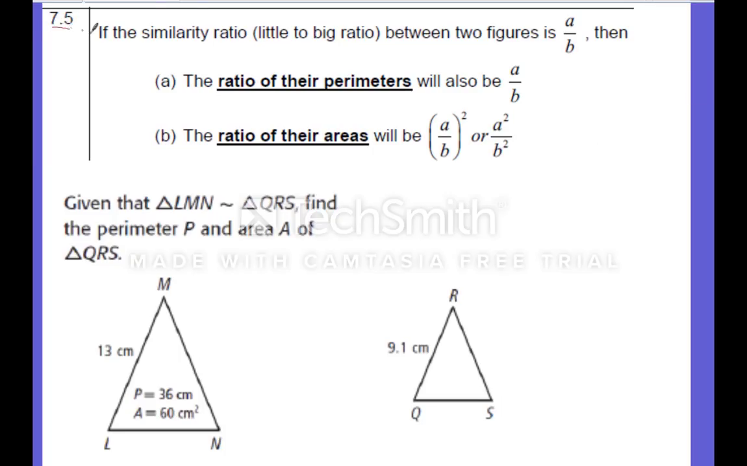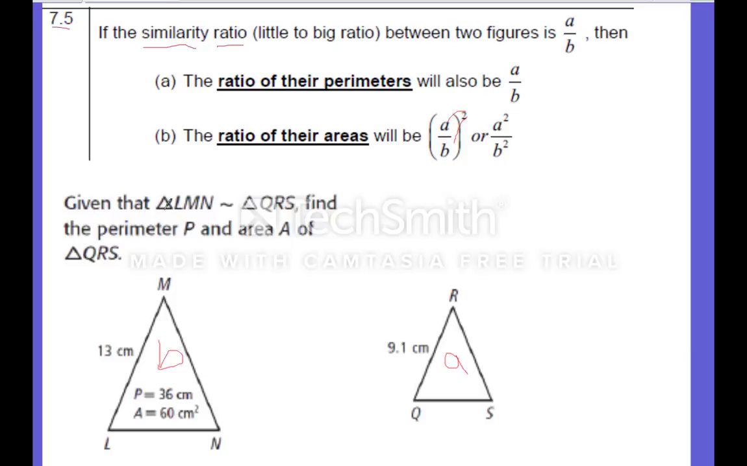And this is the last example for 7.5, and we're talking again about the similarity ratio, little to big ratios between two figures A and B. We'll label this figure A, the little guy, and this is figure B. Then the ratio of their perimeters will also be A to B, and the ratio of their areas will be A over B squared, or you can distribute the exponent to both sides, so that's A squared over B squared.